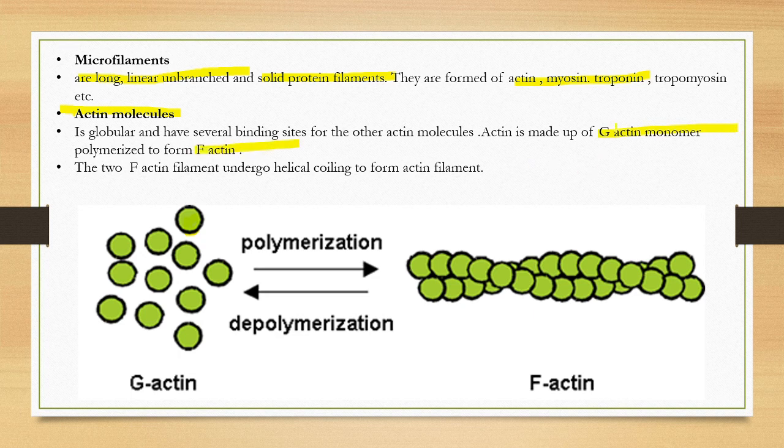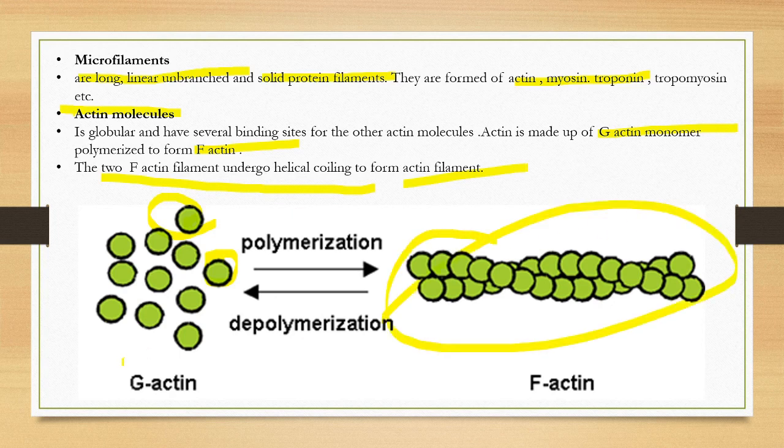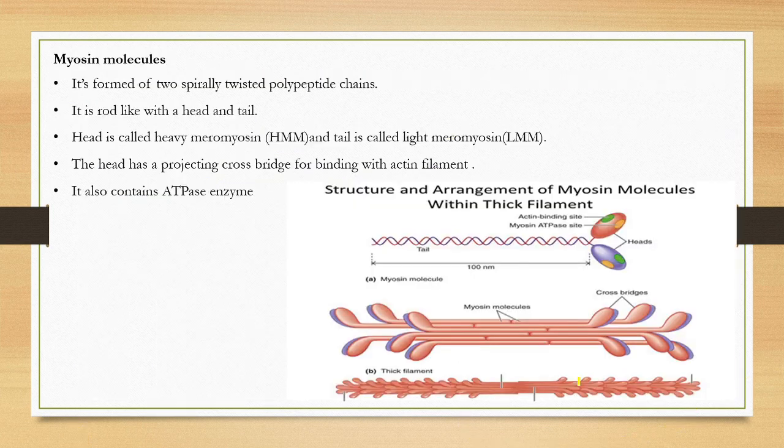G-actin is the name for the individual unit of an actin filament. So these are all G-actin. G stands for globular actin. When they join together, it forms F-actin filament or fibrous actin. The two F-actin filaments undergo helical coil to form an actin filament. In an actin filament, two F-actin filaments are coiled around each other. That is how this structure is. So this is G-actin and this is F-actin by the polymerization.